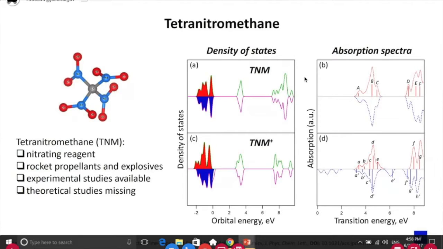So here I show the basic electronic structure of tetranitromethane. This time I consider two cases. The first one is neutral tetranitromethane. The second one is the tetranitromethane cation. As we can see from the diagram, for the neutral system, the spin alpha and spin beta components are the same because of paired electrons. But for the cation system, the spin alpha and spin beta components are different.